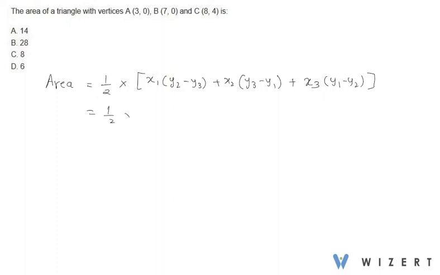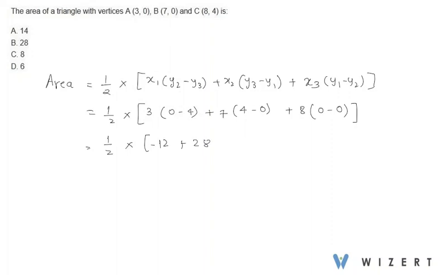So half into x1 is 3, y2 is 0, y3 is 4, plus x2 is 7, y3 is 4, y1 is 0, plus x3 is 8, y1 is 0, y2 is 0. So that is equal to half multiplied by 3 into minus 4, which is minus 12, plus 7 into 4, which is 28, plus 8 into 0, which is 0.